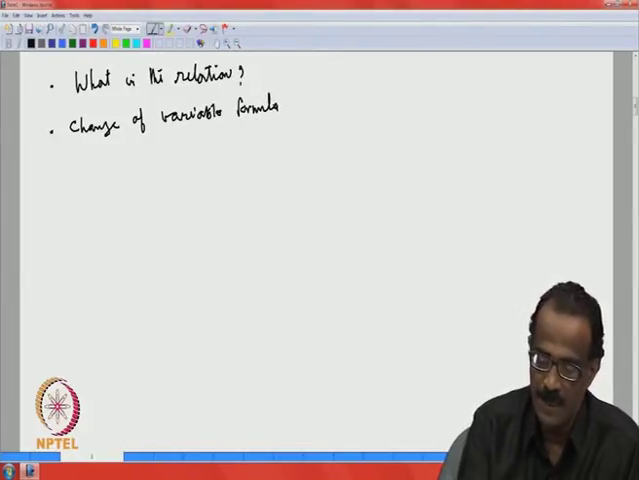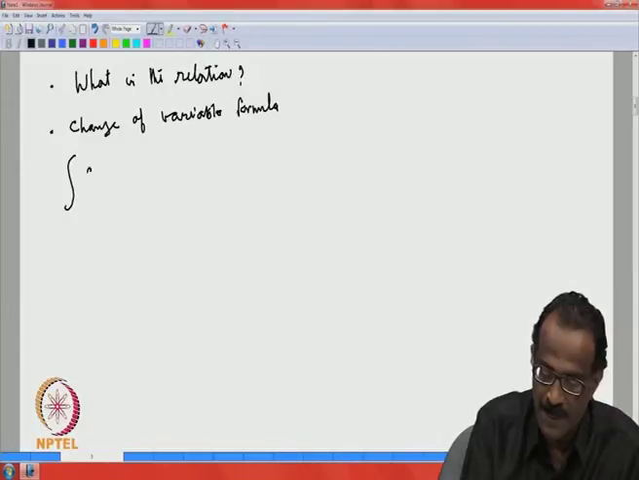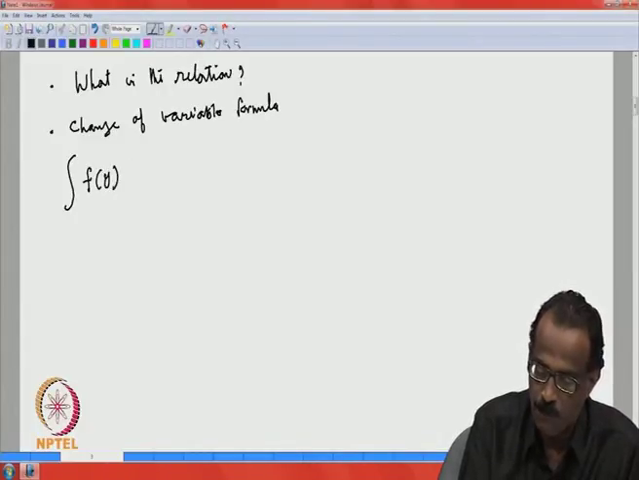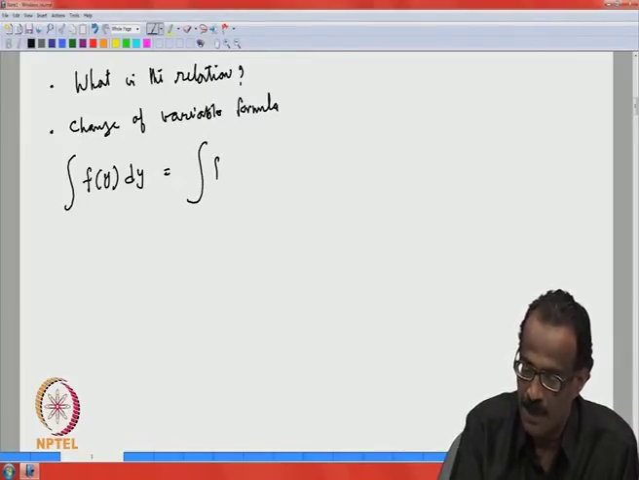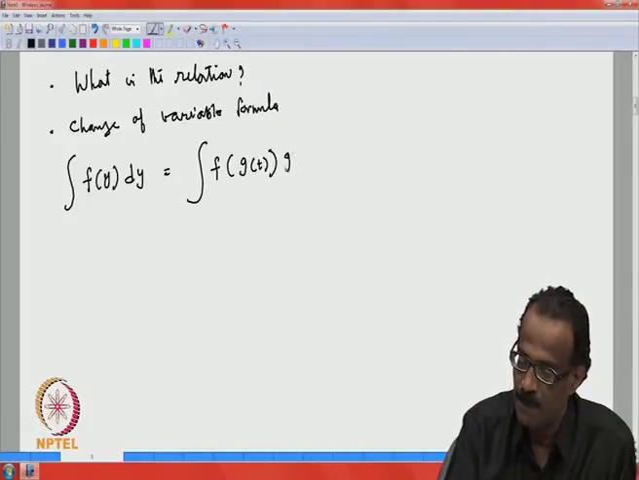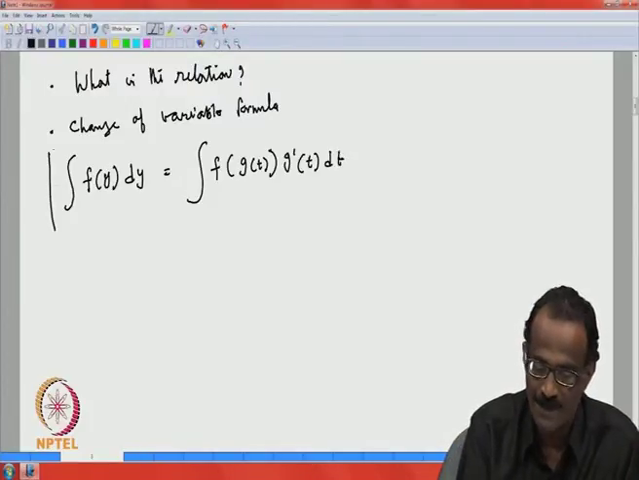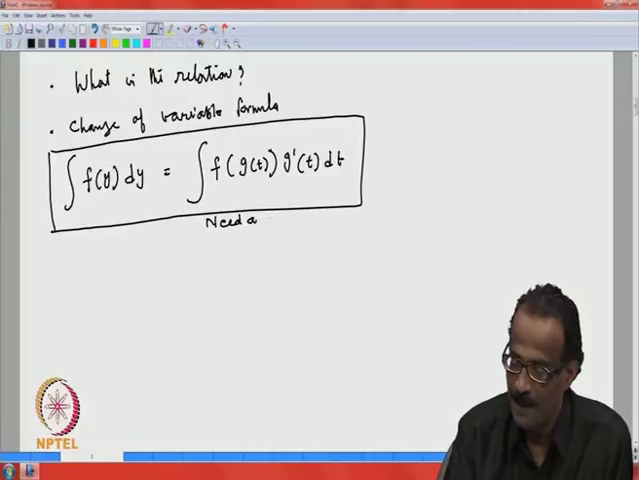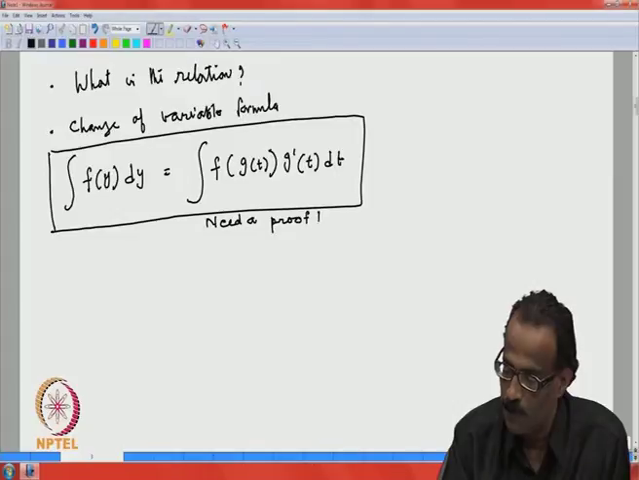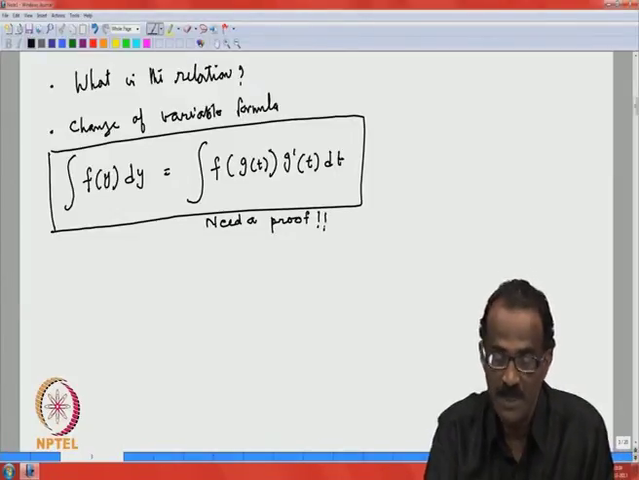That means if you integrate this one, integral of f of y dy is equal to nothing but integral of f of g of t times g prime of t dt. This is non trivial. It is not immediate, it needs a proof, of course it needs a proof, and this is what you will be seeing. It is not trivial. Okay. This is what I want to say.